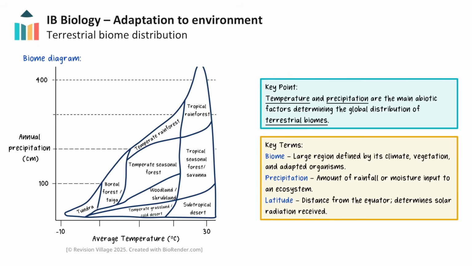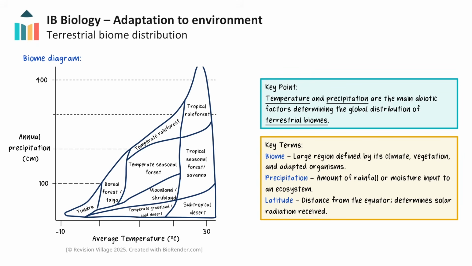Temperature is largely influenced by latitude, or distance from the equator. At the equator, solar radiation is strong and consistent throughout the year, producing warm temperatures that support lush tropical forests. As you move toward the poles, sunlight becomes weaker, temperatures drop, and biomes shift to temperate forests, taiga, and finally tundra, where conditions are too cold for most plant growth.